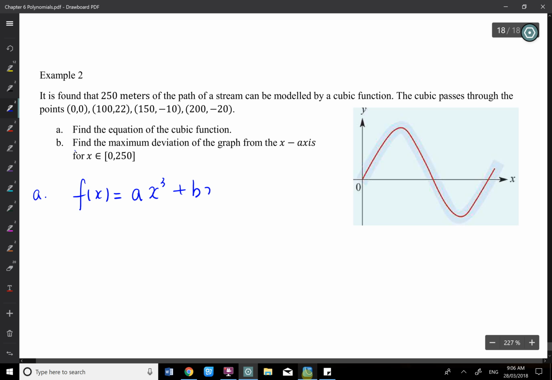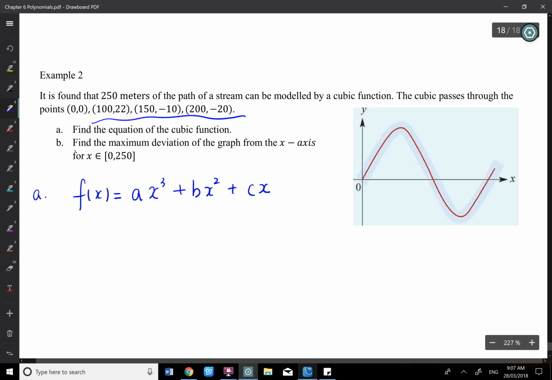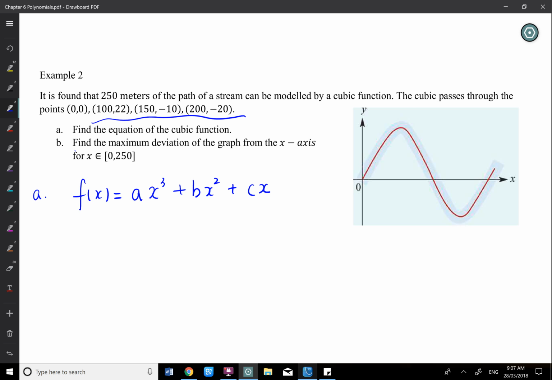ax cubed plus bx squared plus cx. Do I need plus d? Why don't I need plus d? Yeah, because it passed through 0, 0, so the d value equals 0. And then what I can do is substitute all of these points in and solve for a, b, c. But it's too hard to do by hand, so I'll show you how to do it by calculator.